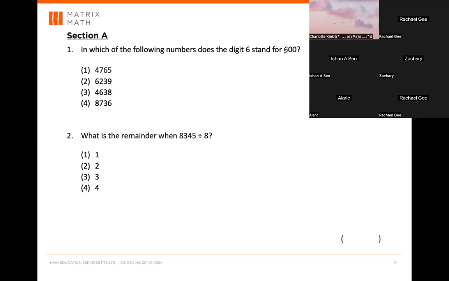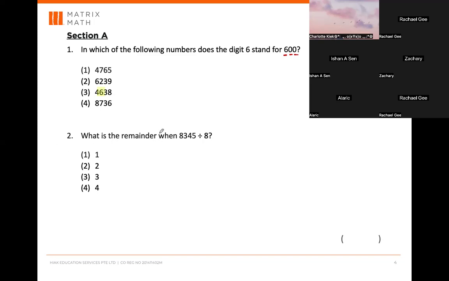Okay, so yeah, in which of the following numbers does the digit 6 stand for 600? So guys, let's look. 600, there's actually 3 digits, right? So you can focus on the hundreds place. So there you go. The answer is number 3. Okay, so this type of question shouldn't get wrong. Try to minimize your carelessness.